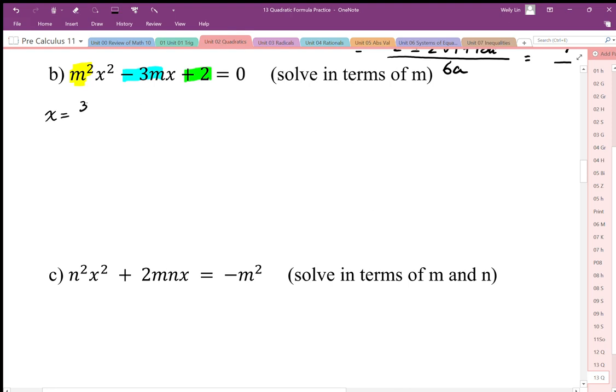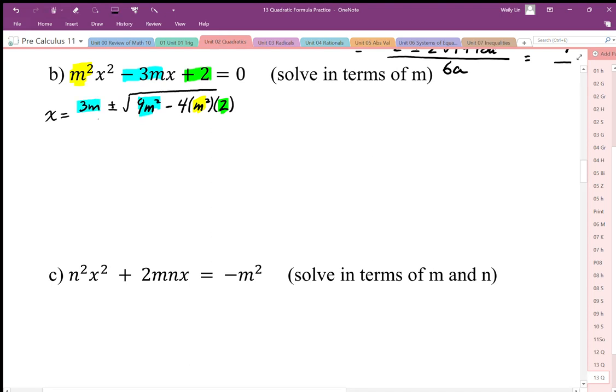So it's going to be positive 3m plus or minus the square root of 9m squared minus 4 times a, that's my m squared, times c. Okay, so I'm just going to color code this a bit. So there's my a value, there's my c value, and my b value is going to come from those two parts there.